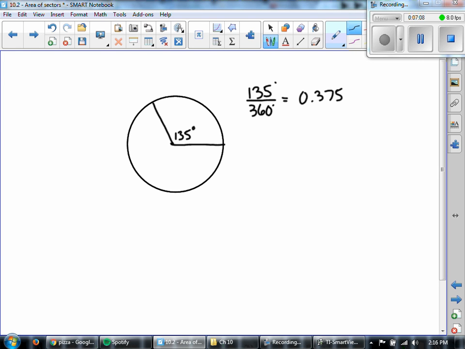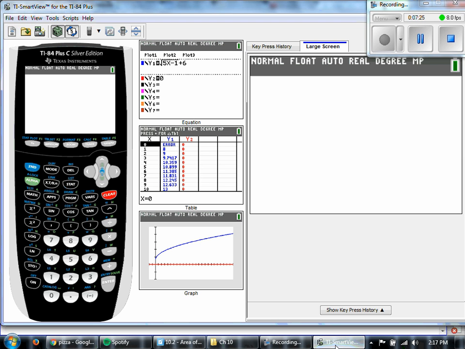So is it easy to convert 0.375 to a fraction? Not always. So what I would like you to do is to grab your calculator, and in your calculator type in 135 divided by 360 and get 0.375. And I'm going to do the same thing on mine. So I'm going to take 135 divided by 360, and it's going to give me, again, a decimal answer of 0.375.